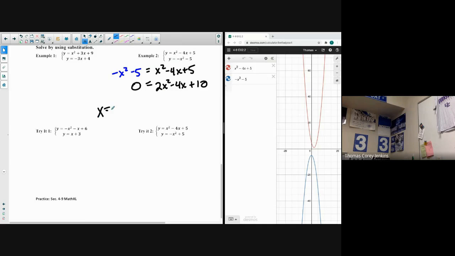So x equals negative b, so that'd be positive 4 plus or minus the square root of negative 4 squared. I'm just going to write 4 squared minus 4 times a times c, all of that over 2 times a. So go ahead and simplify what's under the radical. So that's going to be 4 plus or minus the square root of, let's see, what do we have? 16 minus 80.